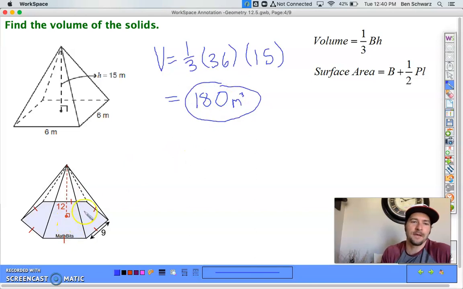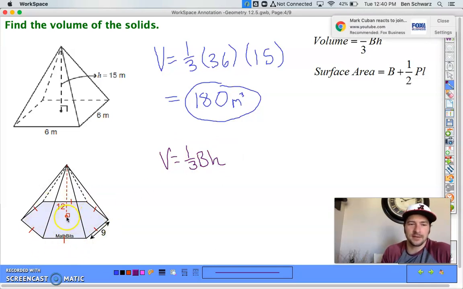So there's that one. Okay, here, oh boy, we've got a regular polygon at the base, so it's going to be a little more work. But we're still using 1/3 area of the base times the height. So for the area of the base, just like we did before, we draw on that apothem. Okay, we've got A. Since this is 9, this is 4.5.